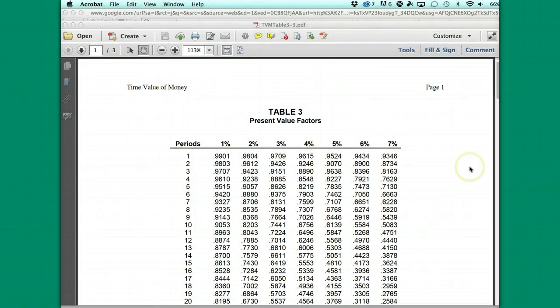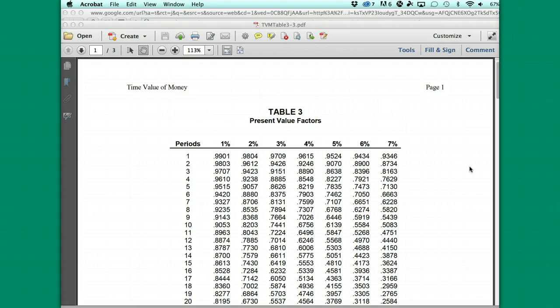All right, hello. This is going to be a little tutorial on time value of money and how to use the tables. First, let me say that you can use Excel, you can use a financial calculator. There's other ways to do this, but most people, when they learn the first time, usually learn using time value of money tables. So I have the present value of a lump sum table here that I'm demonstrating.